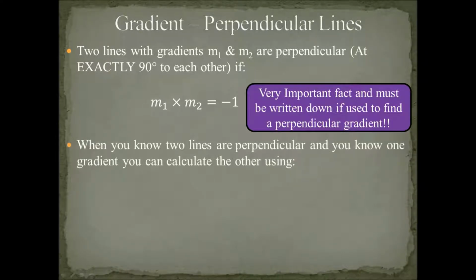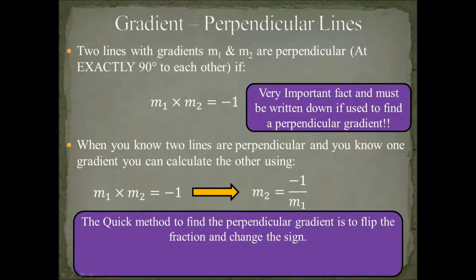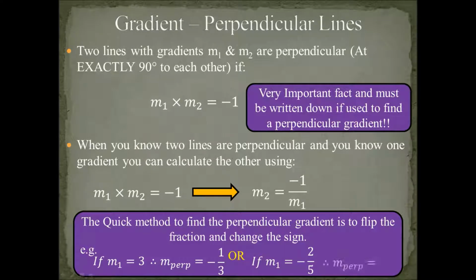When you know two lines are perpendicular and you know one gradient, you can calculate the other using a rearrangement of the formula, to find that m2 is -1 divided by m1. Now, substituting the number into the formula isn't actually necessary, and there is a quick way of doing it. If there's a mark available for the gradient, it's not for using the formula, it's just for getting the perpendicular gradient correct. If I give you a gradient of m1 equals 3, the perpendicular gradient would just be: flip the 3 to become the fraction 1/3 and change its sign, so it becomes -1/3. For one that's already a fraction, if m1 was -2/5, you flip the fraction so it becomes 5/2, and you change the sign, so it becomes +5/2. And that's the quick method.